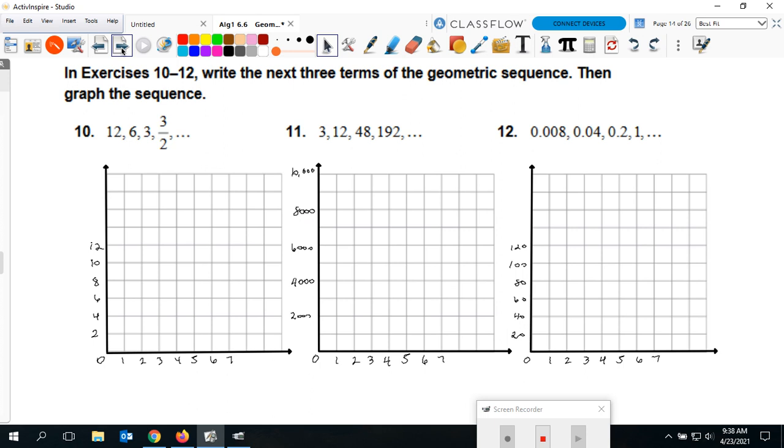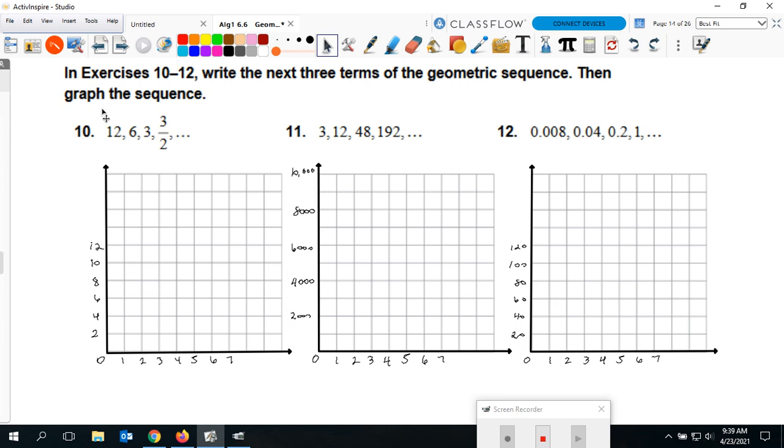Okay, so our next three problems here, we have to actually put these on a graph now. It says write the next three terms. We're going to do the same thing as we did before, writing the next three terms of the geometric sequence. But then we need to graph the sequence. So let's take a look at first finding the next three numbers in the sequence. So we need to identify what the common ratio is of each of these.